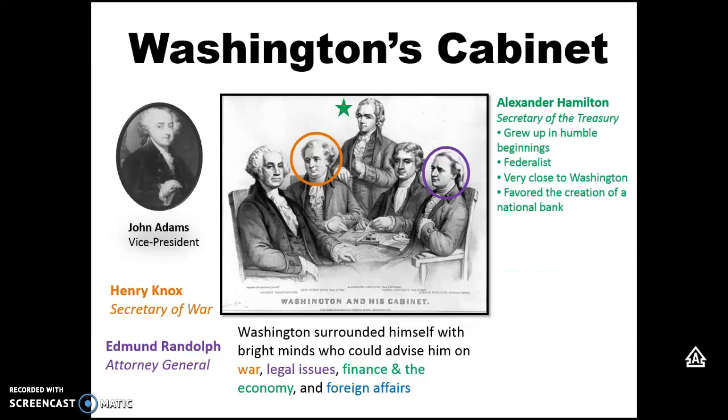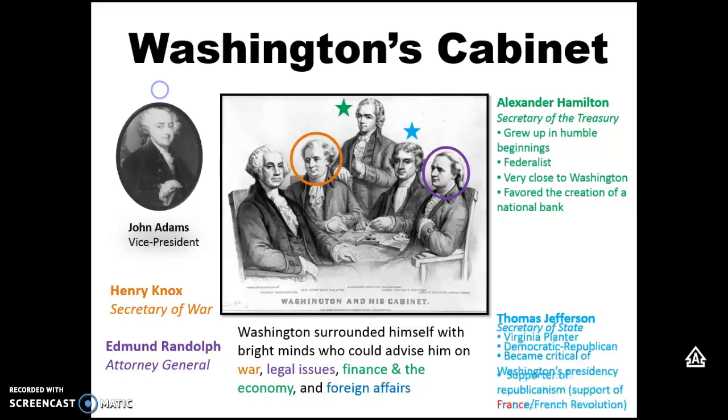Alexander Hamilton is going to be the Secretary of Treasury. He grew up in humble beginnings, meaning he didn't have a lot of money. He was a Federalist. He was very close to Washington, and he favored the creation of a national bank.